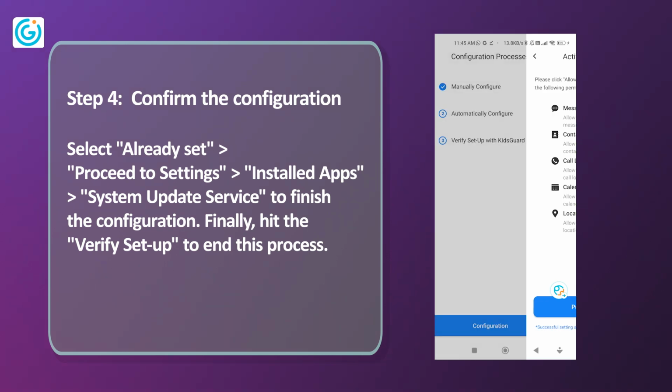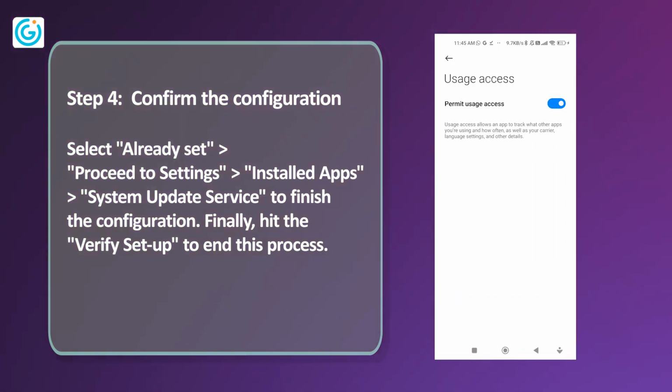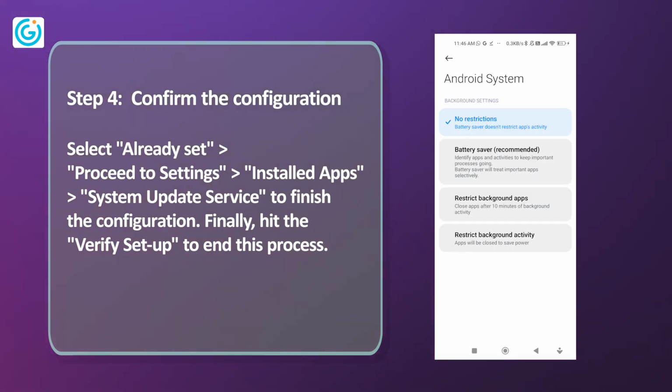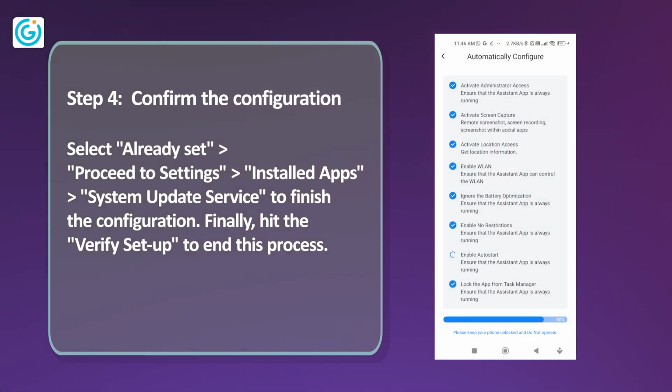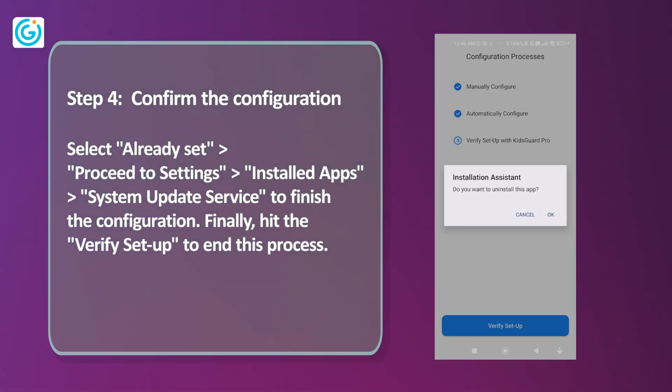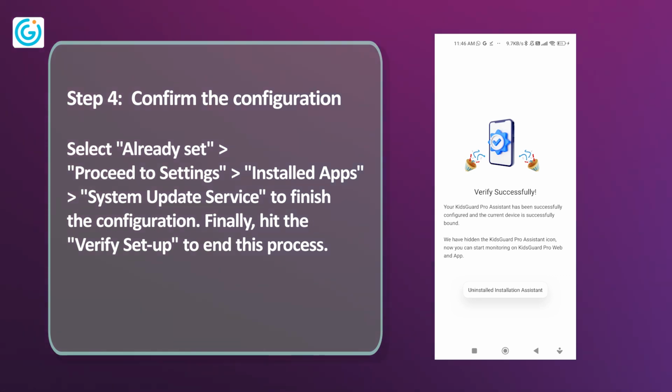Tap Verify Setup to finalize the setup process, and the installation assistant will be deleted from the target device without leaving any trace. After this, the Assistant app goes incognito, meaning it will no longer appear on the home screen or app library of the target phone. By now, you have already successfully completed the whole setup process.